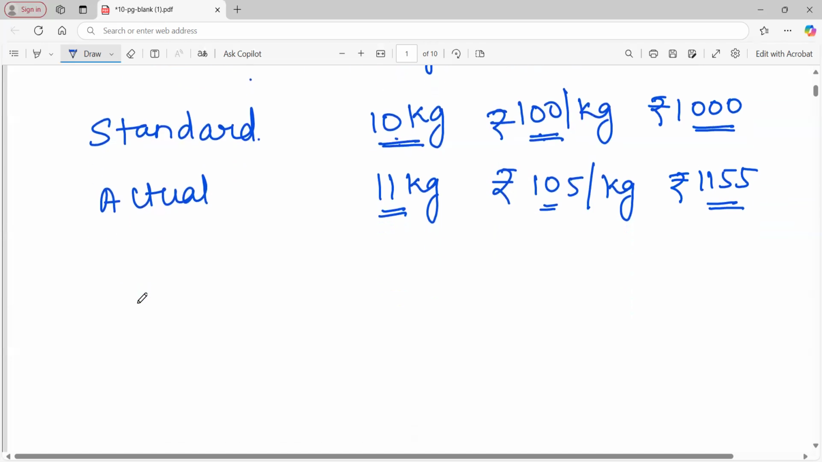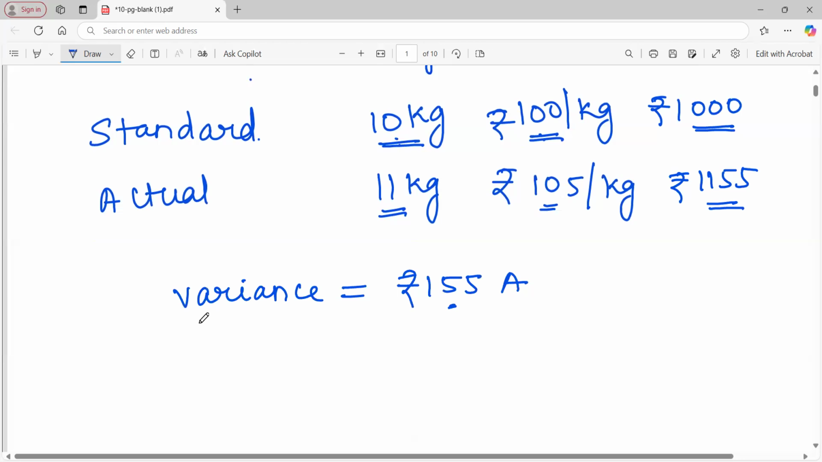First, let's calculate the variance. Variance is nothing but the difference between the standard and the actual. So the difference is 155. Now we have to understand whether it is a favorable variance or an adverse or unfavorable variance. The company paid an extra 155 rupees to purchase the raw material. If the company is paying extra money, it is obviously unfavorable for the company. So this variance is adverse or unfavorable: 155 rupees adverse variance.